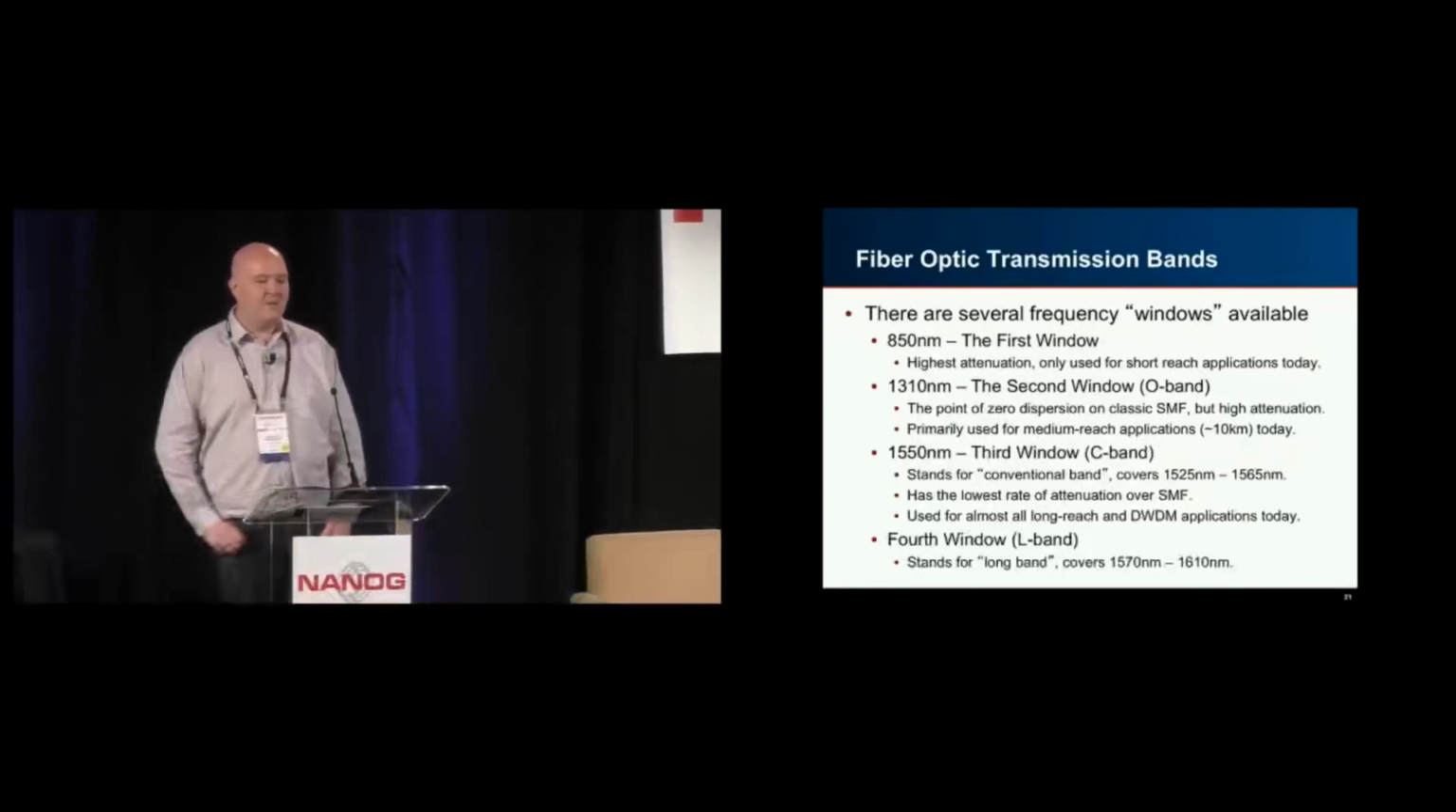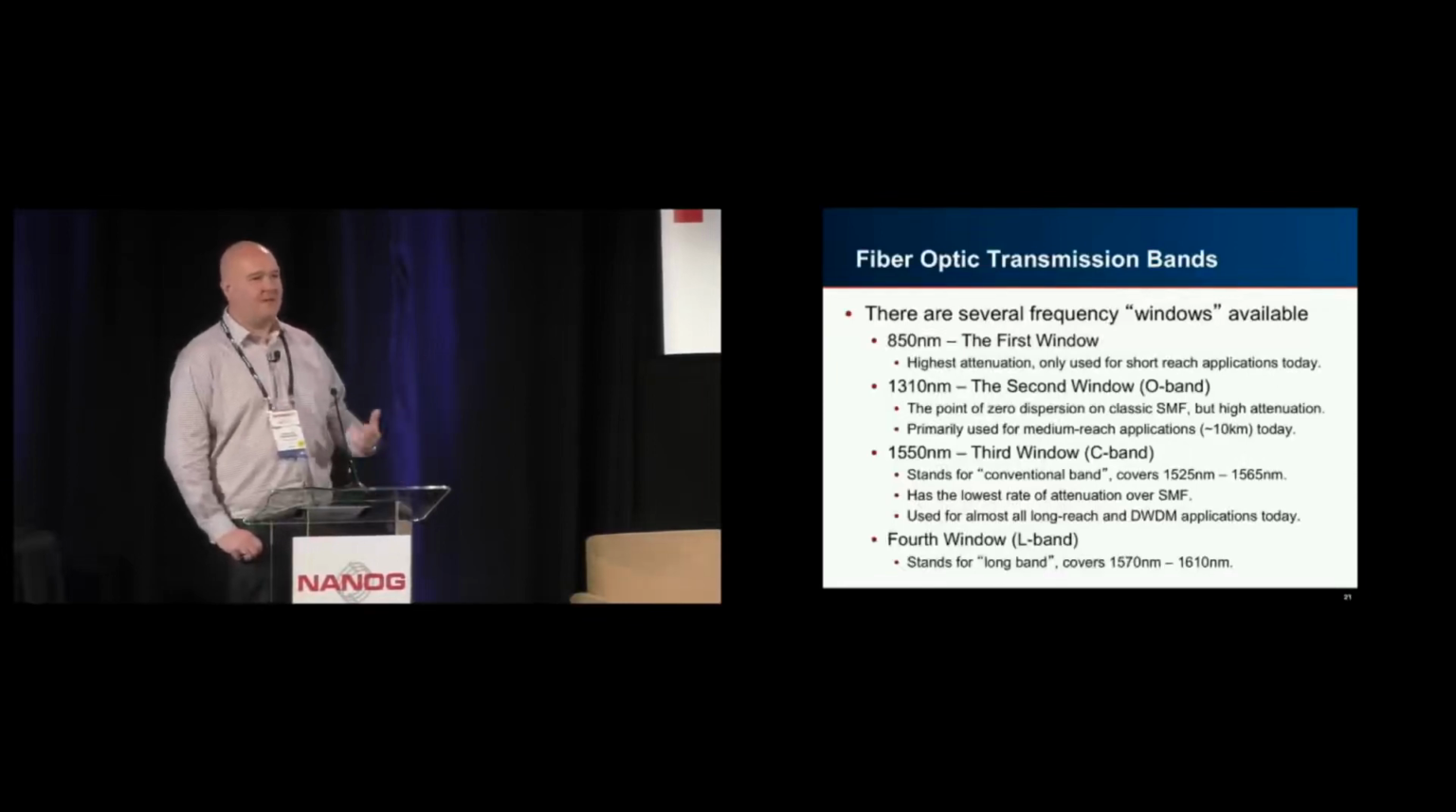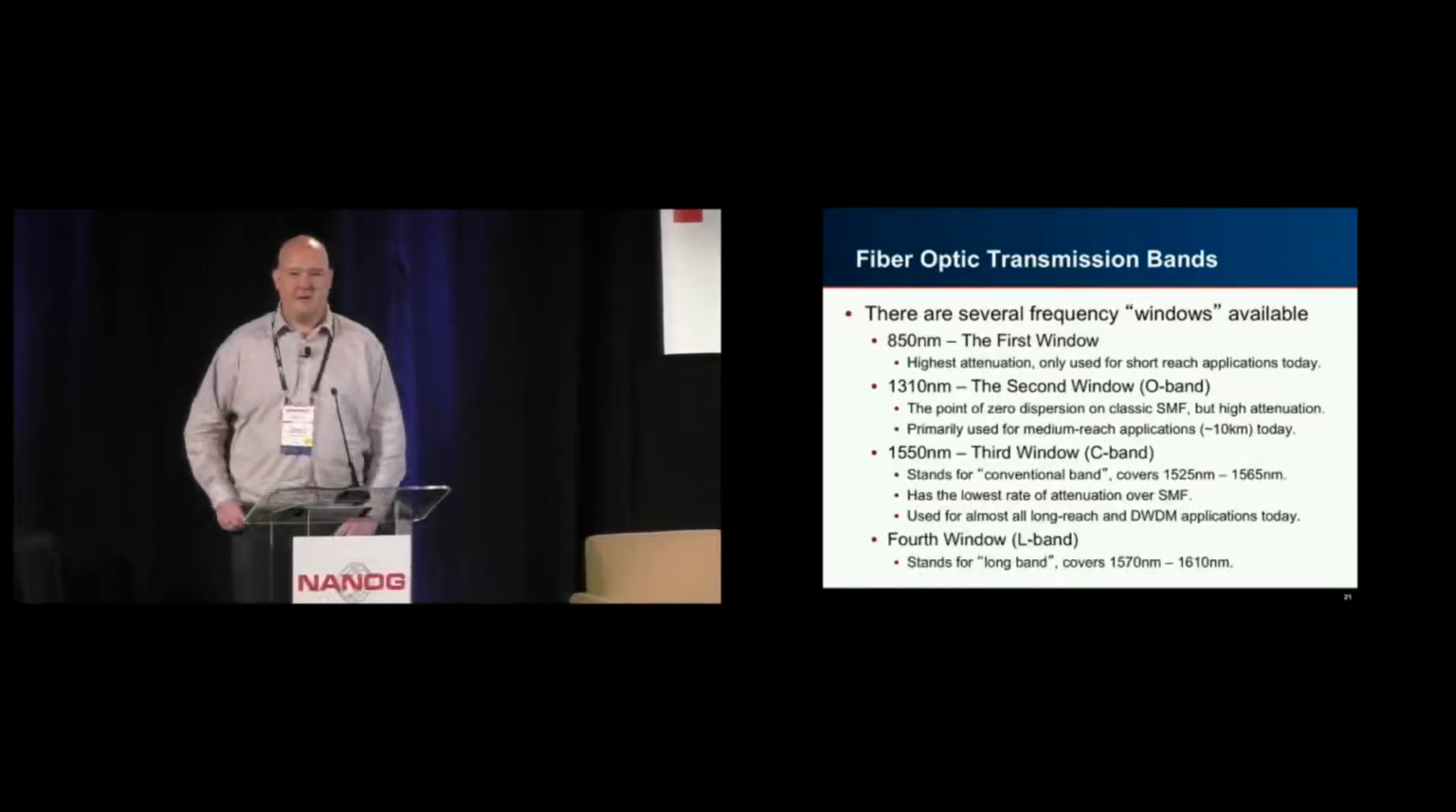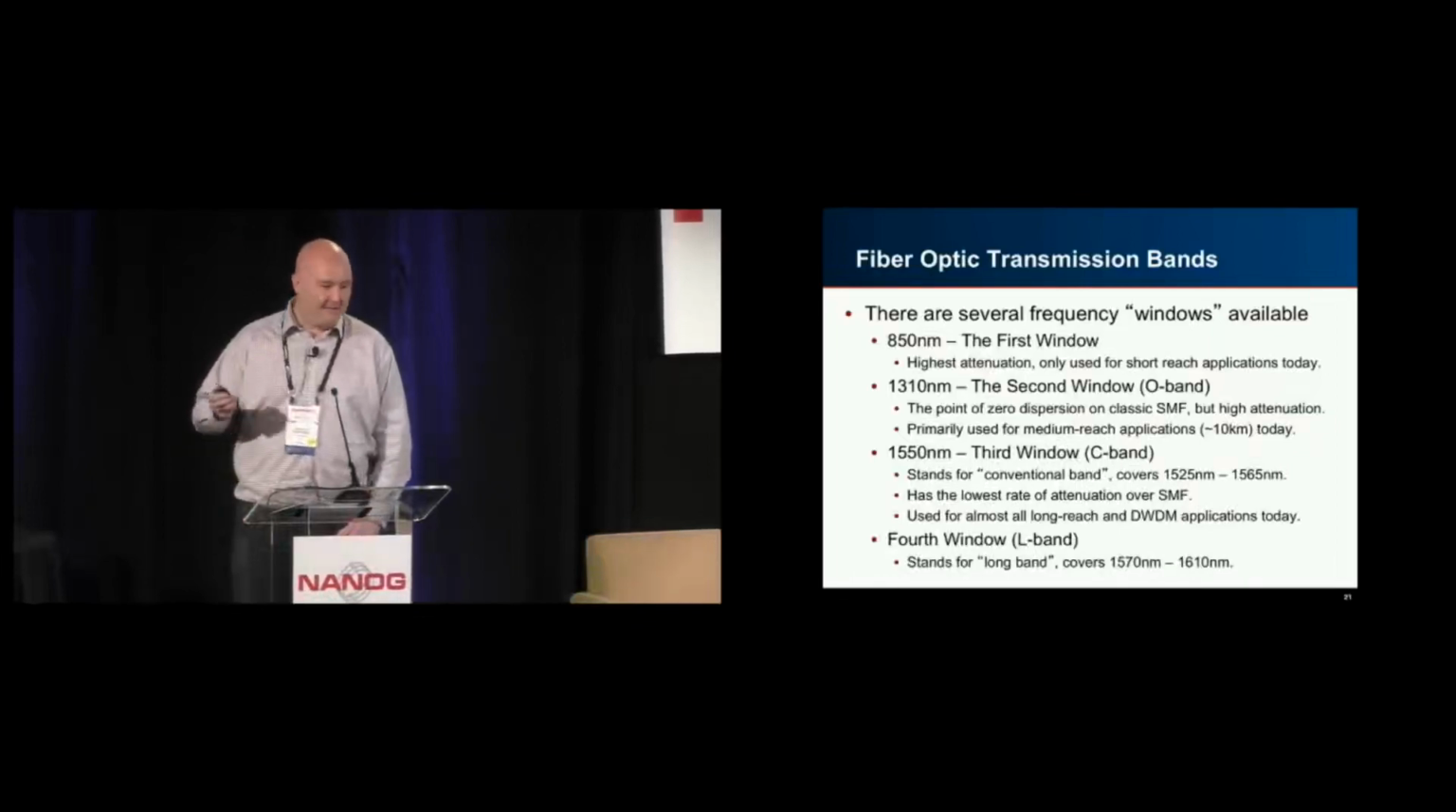And then there's a fourth window called the L band, the long band, which is essentially a complete duplication of the C band, just a little bit higher up. If you get into places where you're really constrained on fiber and you really want to double your capacity, you have to put in a second set of every piece of tooling to work with it, but it basically doubles your capacity on a pair of fiber by going into the L band.